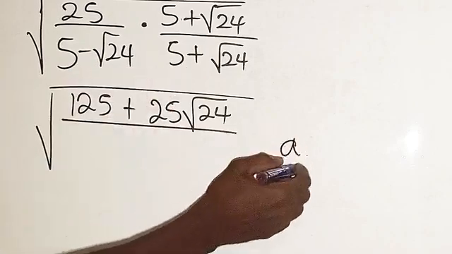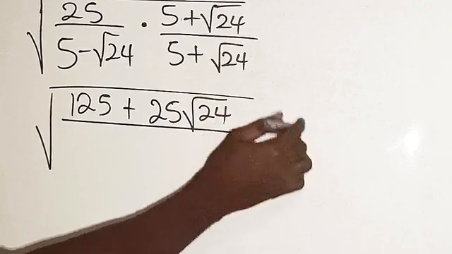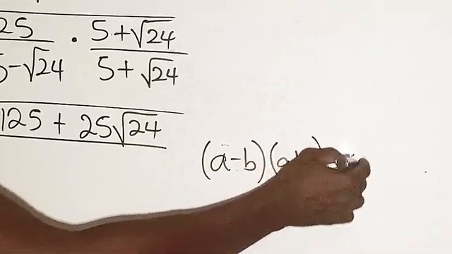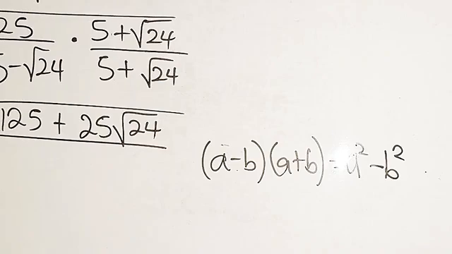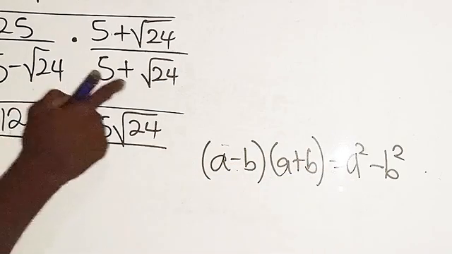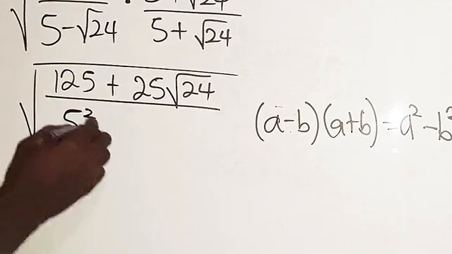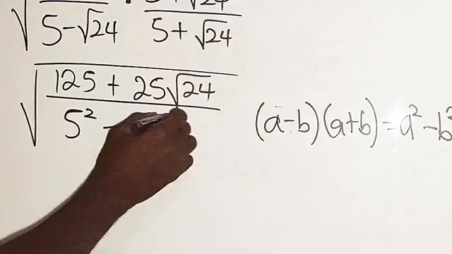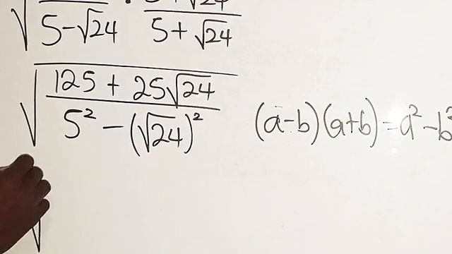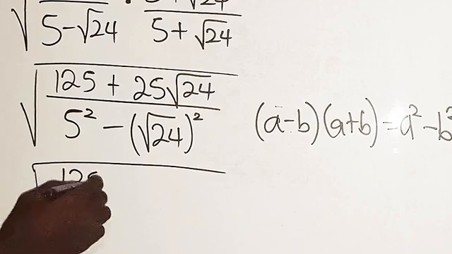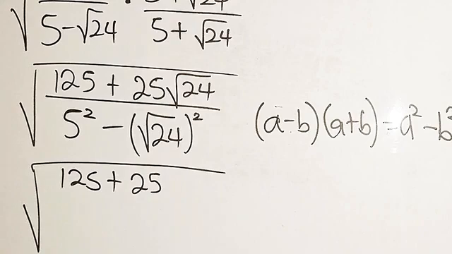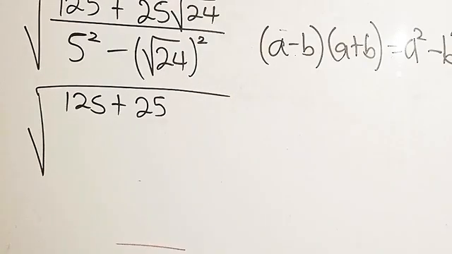You know that if you have a minus b, a plus b, this will give us a squared minus b squared. That is the difference of two squares. So we are going to use it here because we're going to multiply this by this. So this is going to give us 5 squared minus root 24 all squared, right? So this is going to be 125 plus 25, and you're going to have 25.